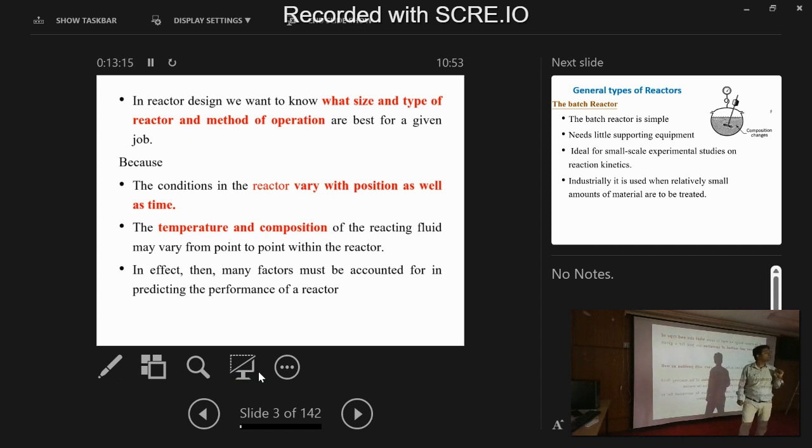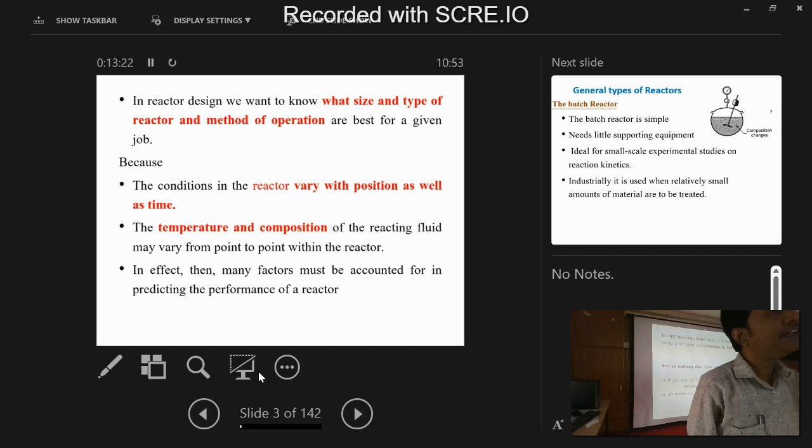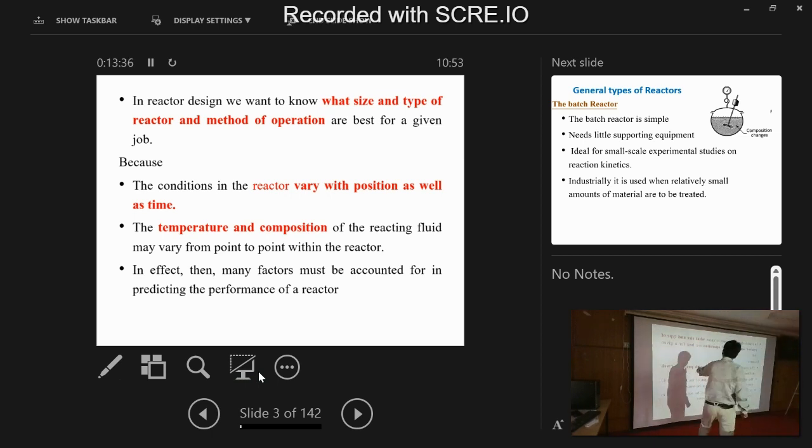So when will it vary with position? If they are not well mixed, if they are not uniformly mixed. Clear? If it is uniformly mixed, well mixed, then the composition is the same throughout. If the contents are not well mixed, then they vary with position. Or I can say geometry. Position means geometry.